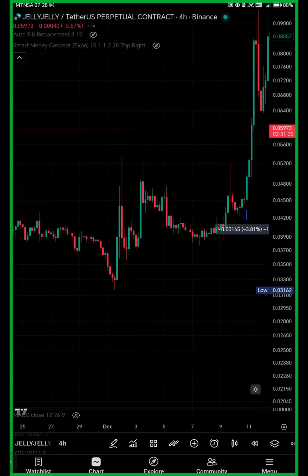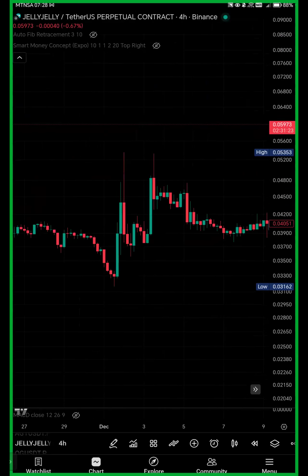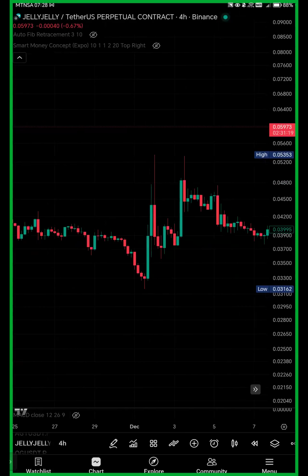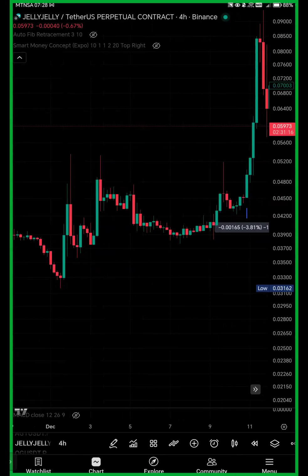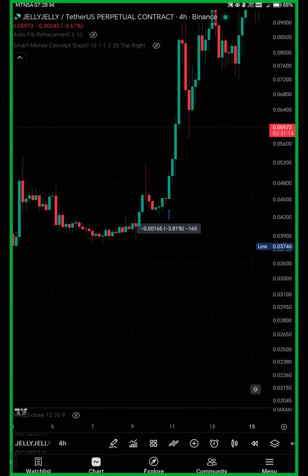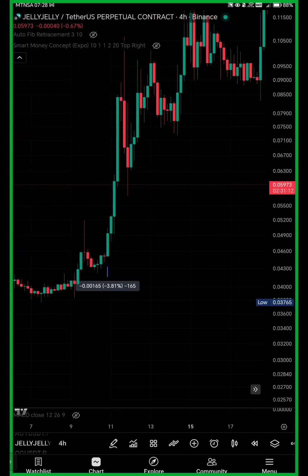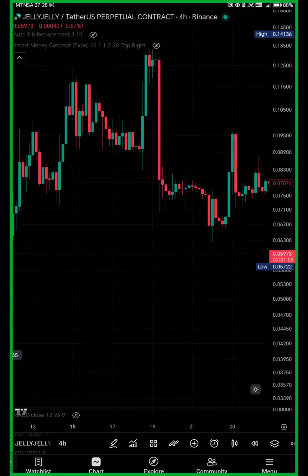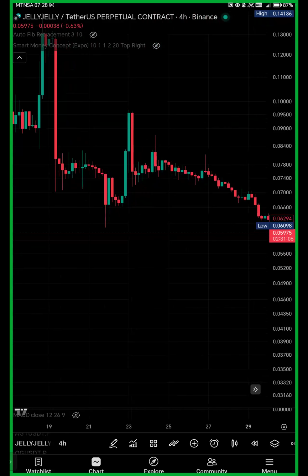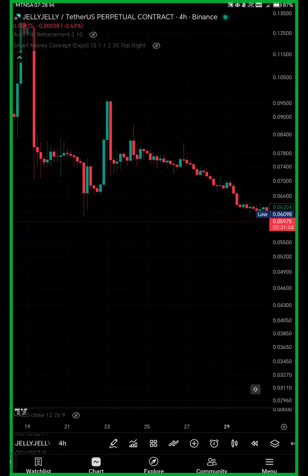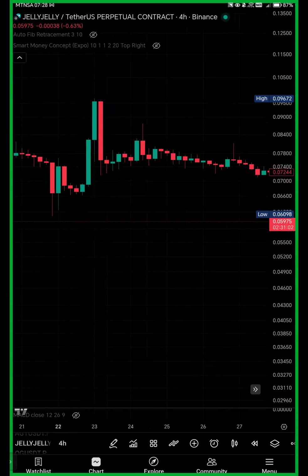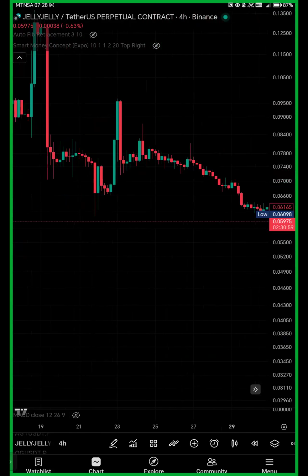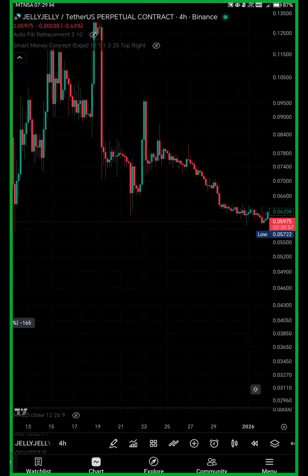Let's look further here. Can we find some engulfing bars? I'm looking for engulfing bars here, but they are not perfect engulfing bars. I'm scrolling because I want engulfing bars.